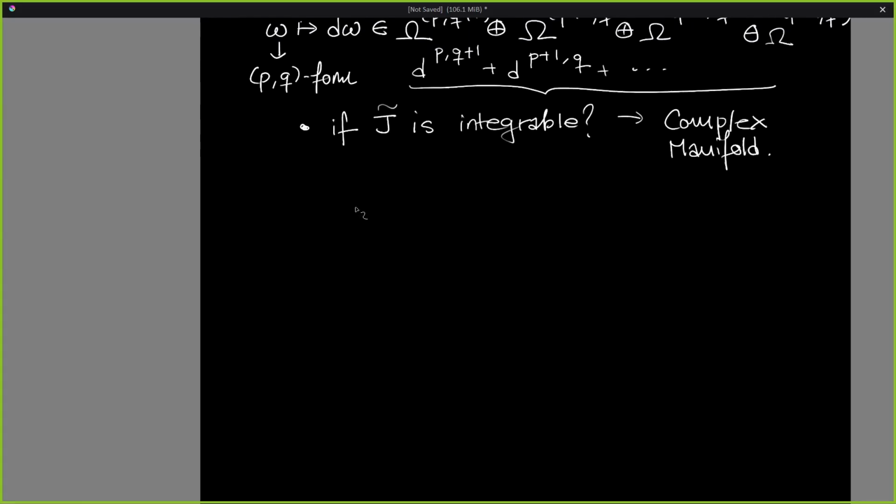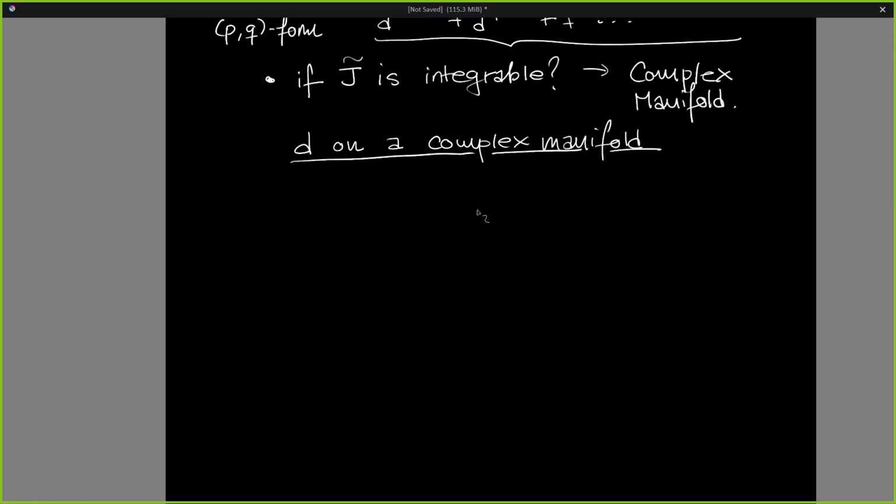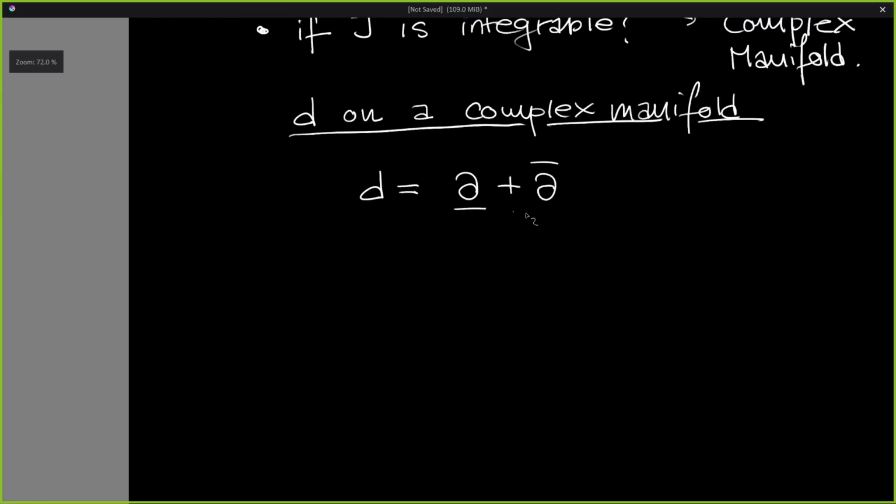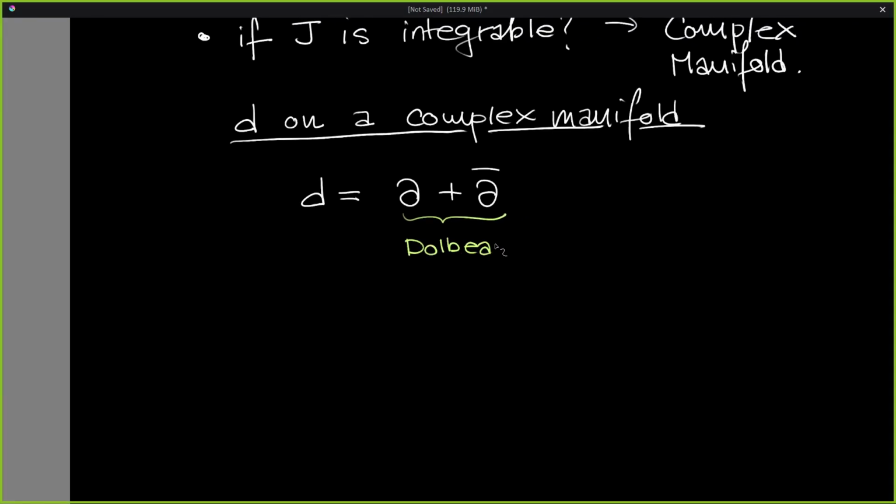What's more popular is what we get for a complex manifold. So d on a complex manifold is what we're going to look at next. And as we hinted, or outright said, last time, on a complex manifold d attains this really nice form, where I call these partial and partial bar. These are the Dolbeault operators.